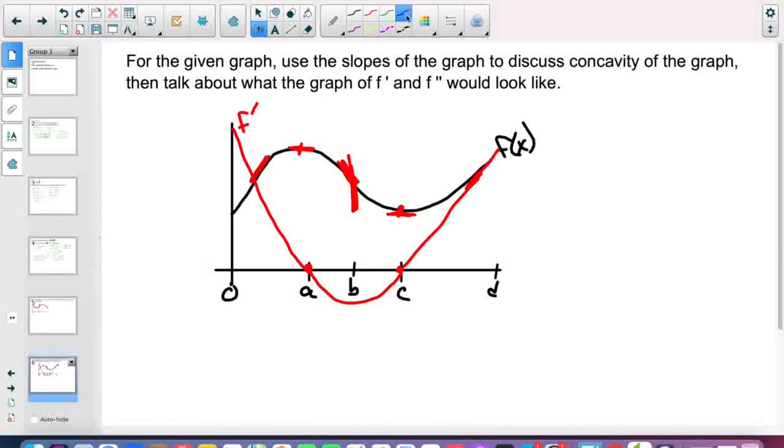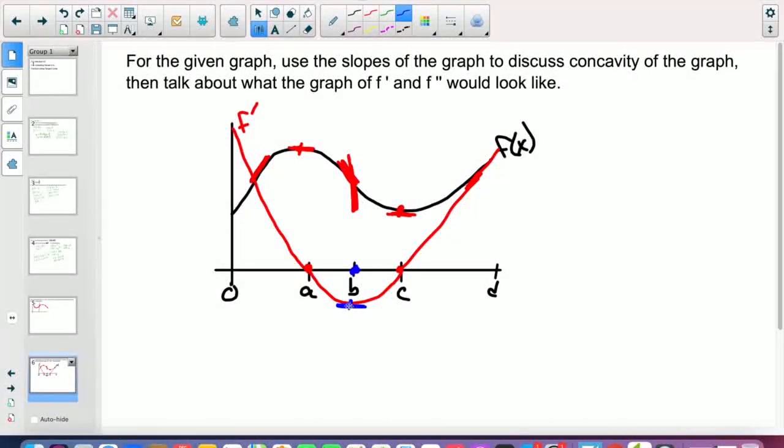All right, so now I'm going to change colors, and I want to talk about f double prime. So what we're going to do is consider the slopes of the f prime function to determine how to graph f double prime, and I'm going to do that in blue. Well, it looks to me like if I were to draw the slope of the tangent line at B, that would be a 0 slope. So my f double prime graph will cross the x-axis at B.